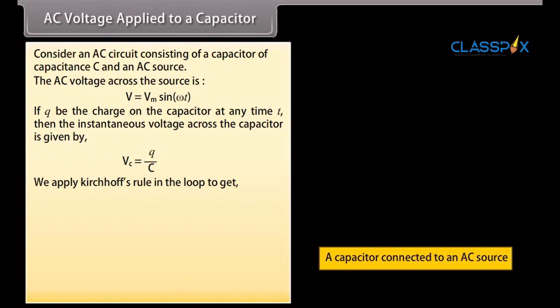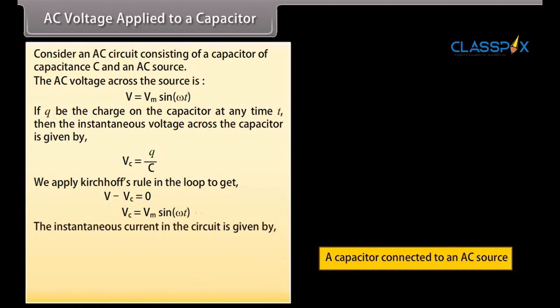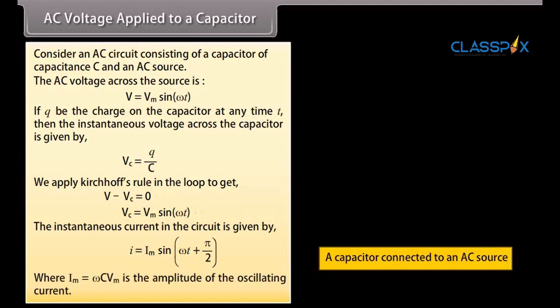We apply Kirchhoff's rule in the loop to get V - Vc = 0. Now we put the value in the above equation: Vc = Vm sin omega t. The instantaneous current in the circuit is given by I = Im sin(omega t + pi/2), where Im = omega C Vm is the amplitude of the oscillating current.